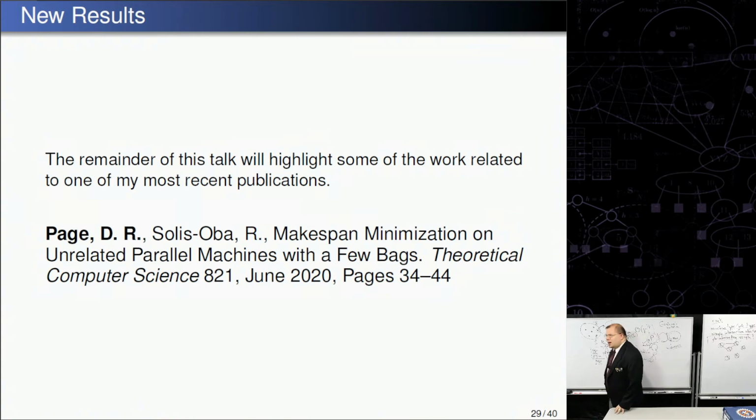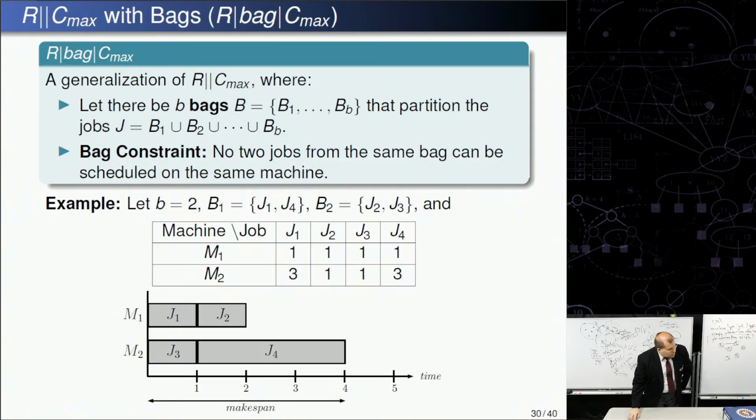The last part of this talk, I'm going to focus on a paper that I published with Roberto Solosoba on bag constraints. So we're going to look at a generalization of Makespan minimization on unrelated parallel machines. We're going to introduce a very basic model of fault tolerant scheduling or system stable scheduling. So it's going to work like the following. I'm going to denote this as our bag Cmax, where bag is the job characteristic that denotes the bag constraint. I'm going to define that in one moment.